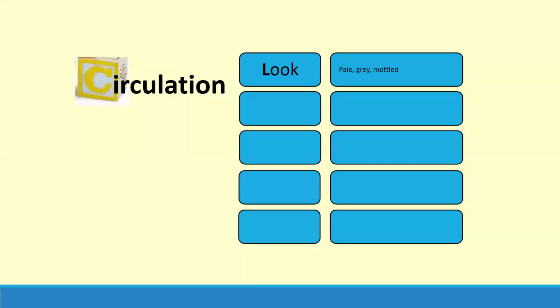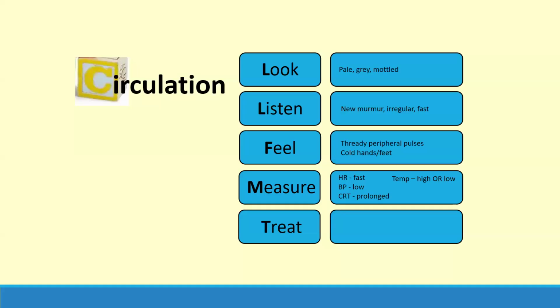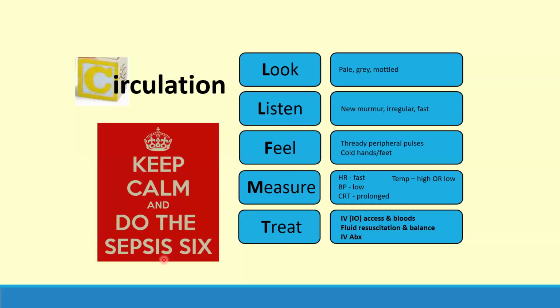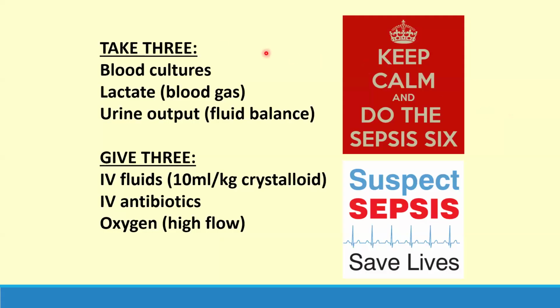So look, they're going to be grey, mottled, and pale. You might hear new murmurs, you might hear a tachycardia or potentially a new irregular heart rhythm. They might have thready pulses and cold hands and feet, which we've already talked about. All of those other features we talked about, and you need to do all of the same resuscitation you would for a septic child. We have this Septic 6 campaign, which we talked about: take 3, give 3.